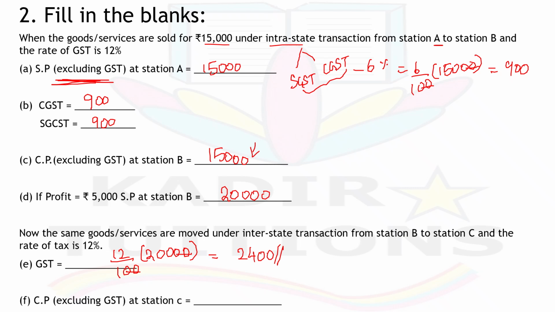Then the last question, what is the cost price at station C? But you should not include the GST. What is the cost price at station C? What is the receiving price of the product? It is 20,000. So 20,000 is the answer.